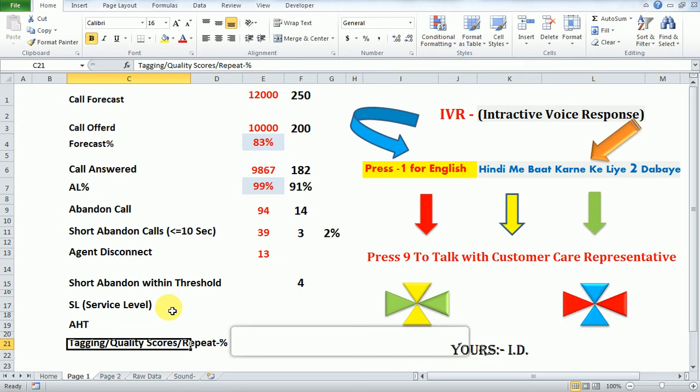Like that, repeat percentage. What does repeat mean? Once a customer care executive has talked with a customer A and he calls the customer care executive again for the same query, that is called a repeat call.